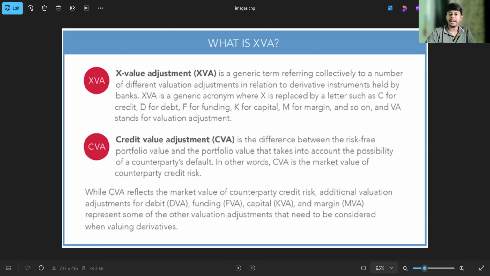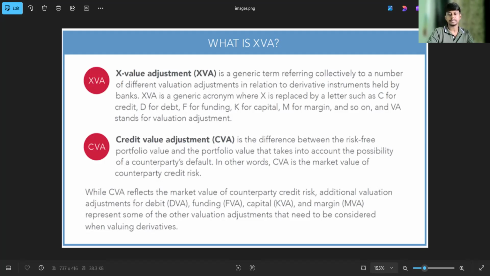Finally, KVA, Capital Valuation Adjustment. Regulators require banks to hold capital reserves against the risk of derivatives they hold. KVA reflects the cost of that required capital: money the bank cannot use elsewhere because it is set aside for regulatory sake. Notice the pattern across all of these. Each one takes a real cost, credit risk, funding, collateral, regulatory capital, and turns it into a specific, calculable adjustment to price.